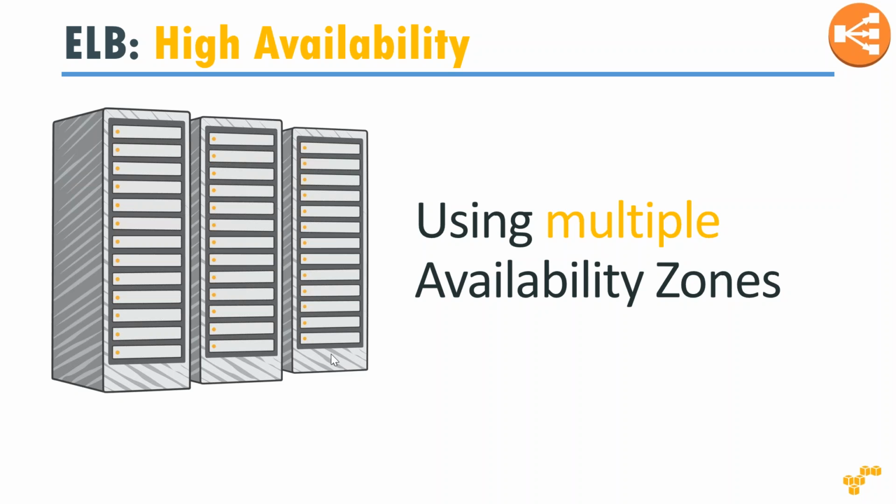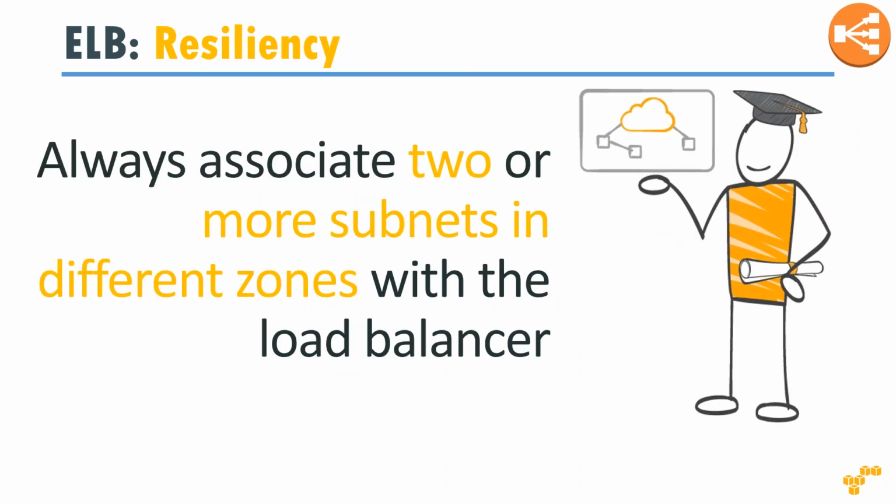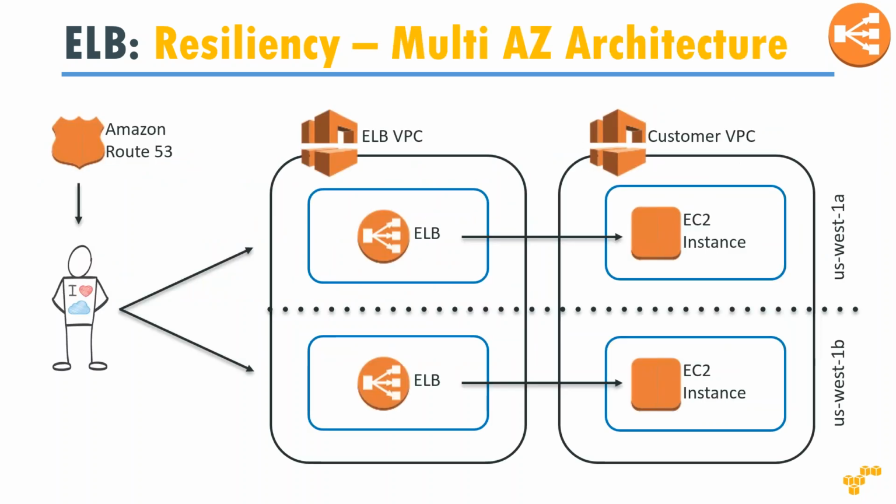So don't think that it is easy to create different subnets in the same availability zone and try to call it high availability. It might give the look and feel of high availability, but it is not the case. And always associate two or more subnets, as I was saying, in different zones with the load balancer. That creates your resiliency as well. In case one of the AZs goes down, you have resiliency in that case.